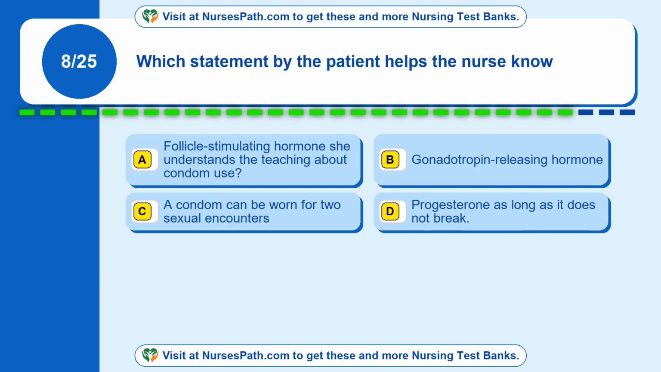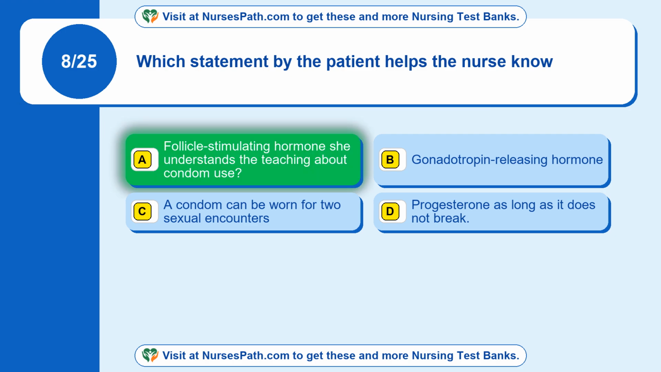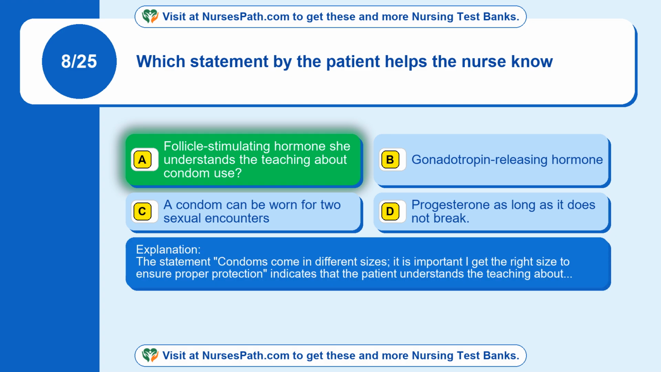Question 8. Which statement by the patient helps the nurse know she understands the teaching about condom use? Option A. Condoms come in different sizes. It is important I get the right size to ensure proper protection. Option C. A condom can be worn for 2 sexual encounters as long as it does not break. The correct answer is option A. The statement indicates that the patient understands the teaching about condom use.